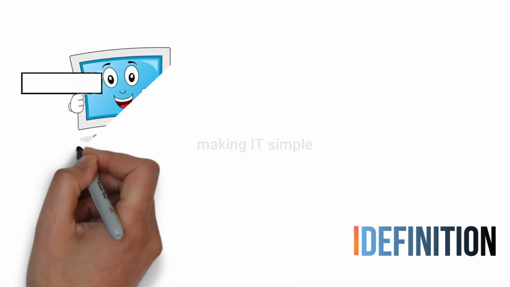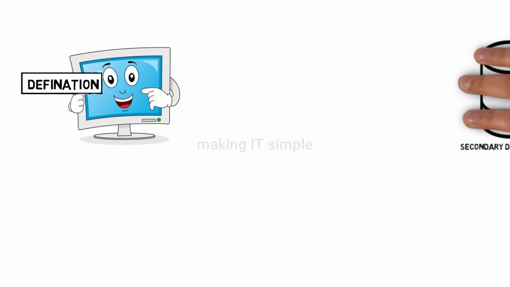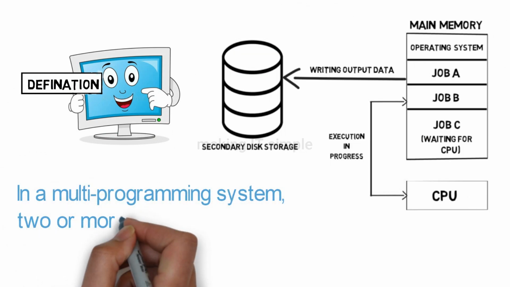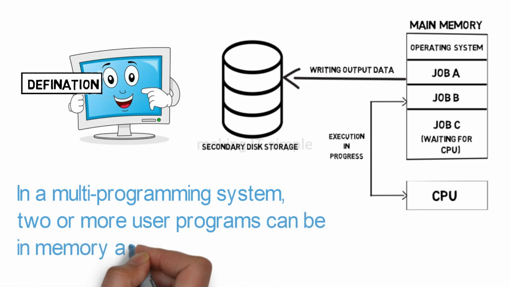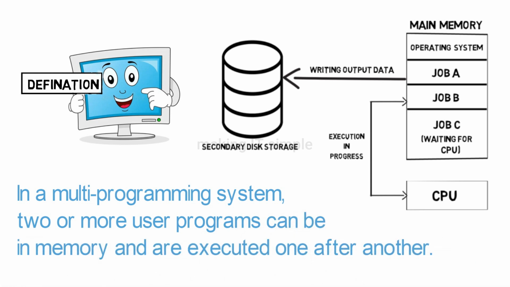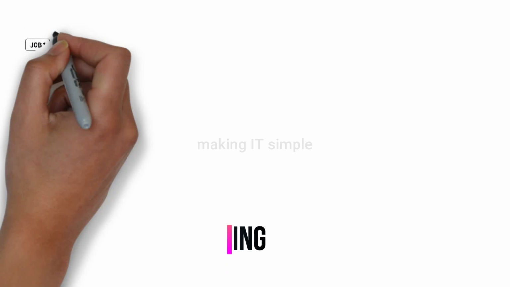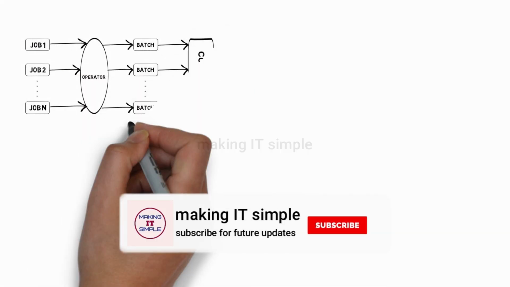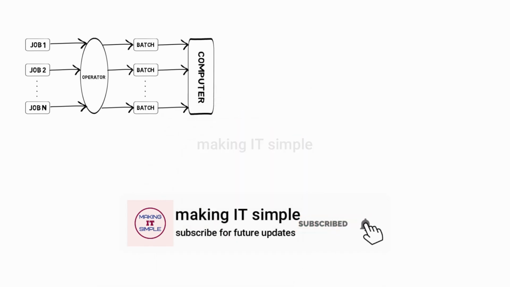So first let's take a look at the definition. In a multi-programming system, two or more user programs can be in memory and are executed one after another. So before simplifying the definition, let us see what was the reason for multi-programming operating system.